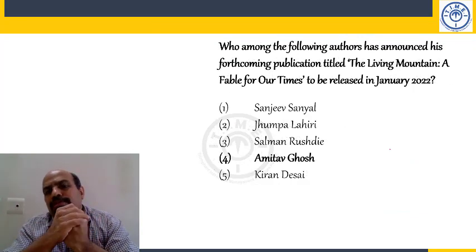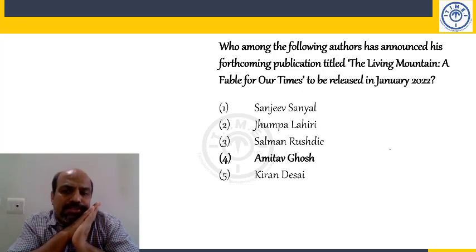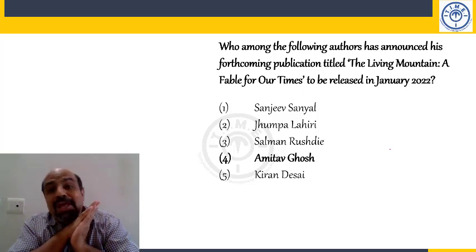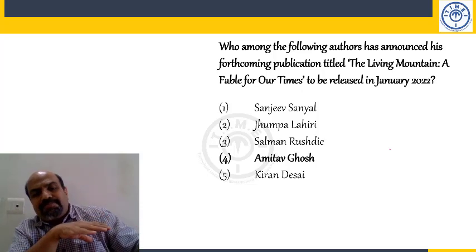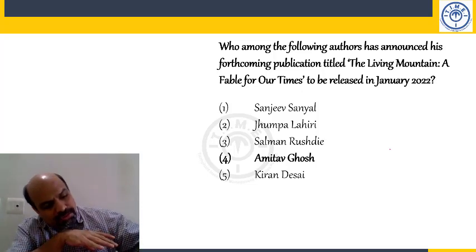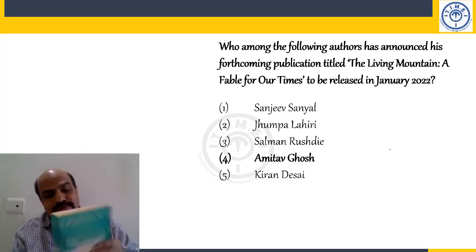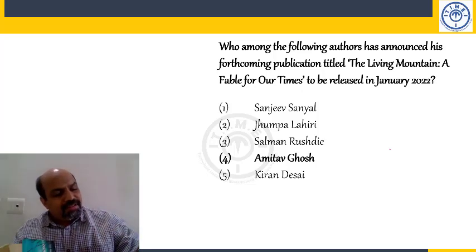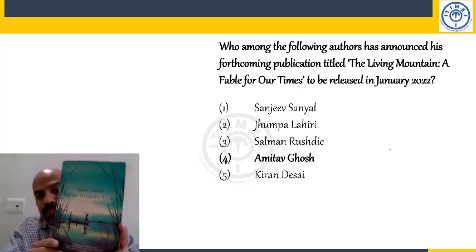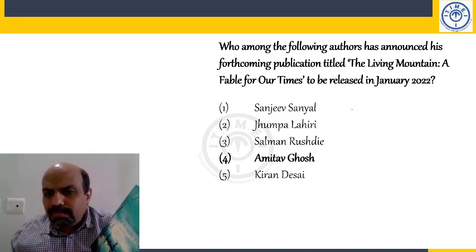Which of the following authors has announced his forthcoming publication titled The Living Mountain: A Fable for Our Times, to be released in January 2022? Amitav Ghosh, one of my all-time favorite writers. Three and four are my favorite writers, and I would want you to look at this book title. I've kept some books here so that I could show you why you should look at this book. This is a bookmarker my daughter made. This is a book you could write down: The Hungry Tide.